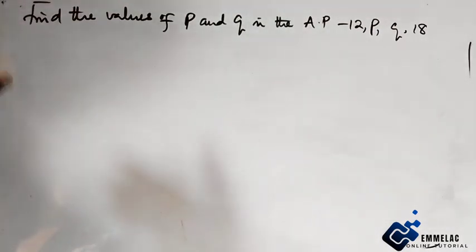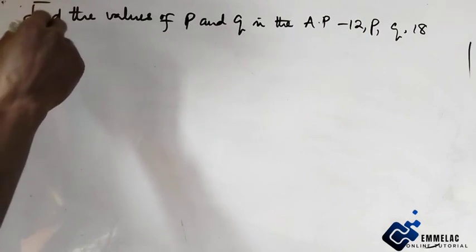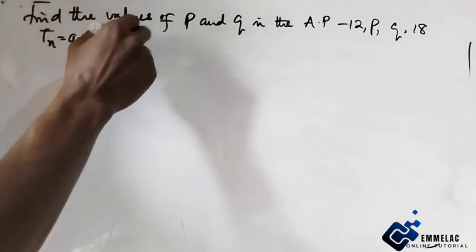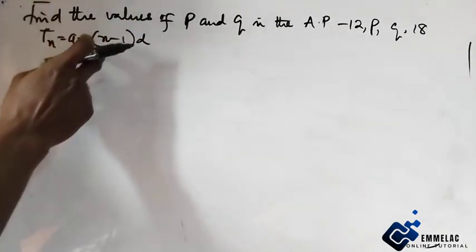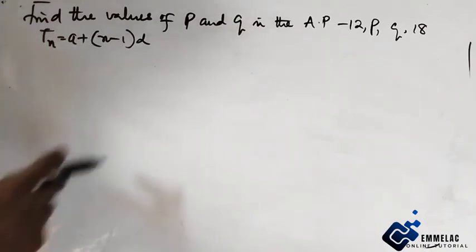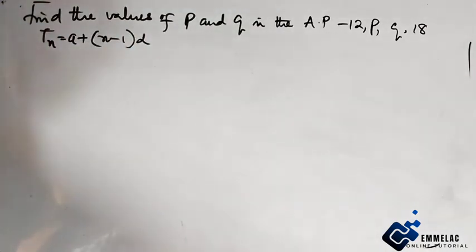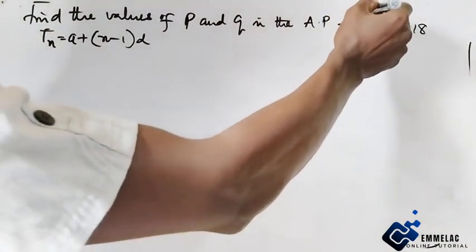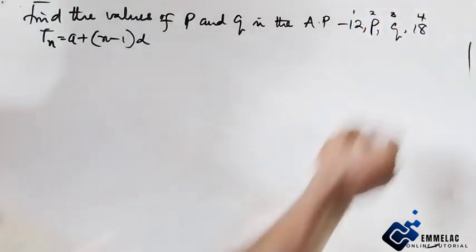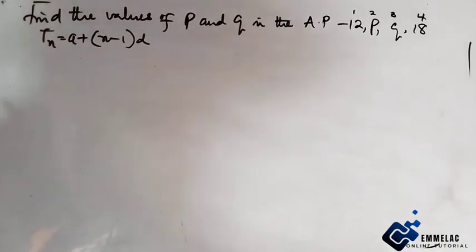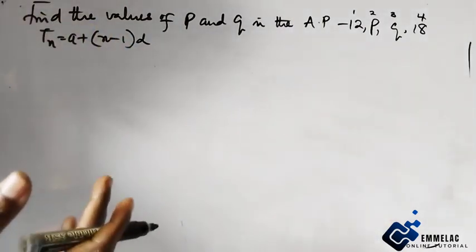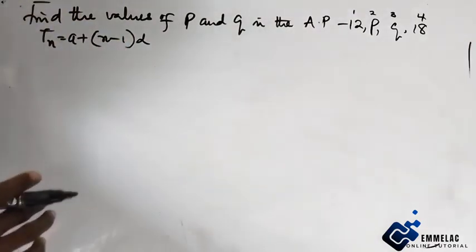Now we know that the formula for AP is given as T sub n equals A plus (n minus 1) D, where n is the number of terms, A is the first term, and D is the common difference. From this we can identify that this is the first term, this is the second term, this is the third term, and this is the fourth term. We can actually solve this question using two different methods, either using the formula itself or using the common difference. Let us use the formula.